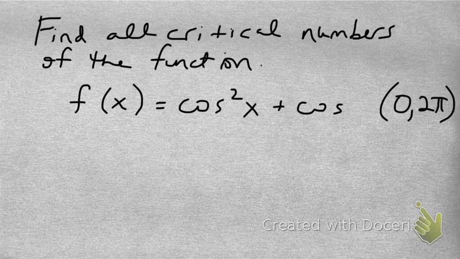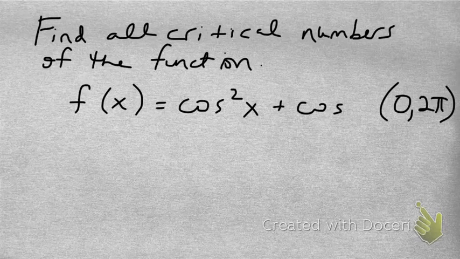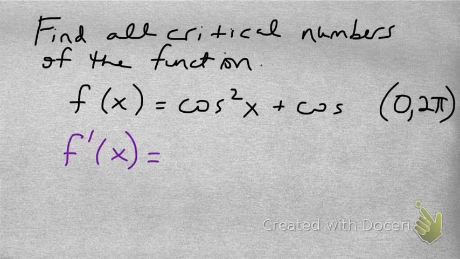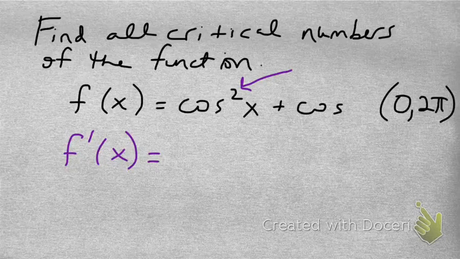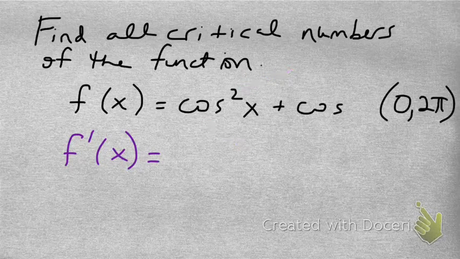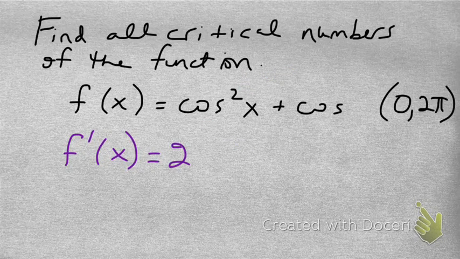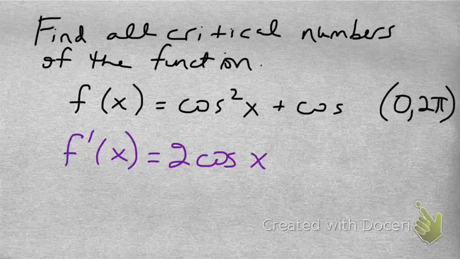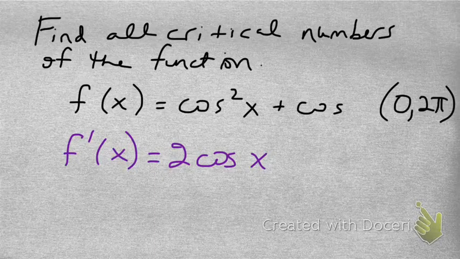Again, to find these critical numbers, we're going to begin with the derivative. So the derivative of this function, oh look, there is an outside, there is an inside. We're going to need the chain rule. So 2 times the cosine, drop the power down to 1, though we don't normally write that. Now the derivative of the inside, and the derivative of cosine is negative sine.